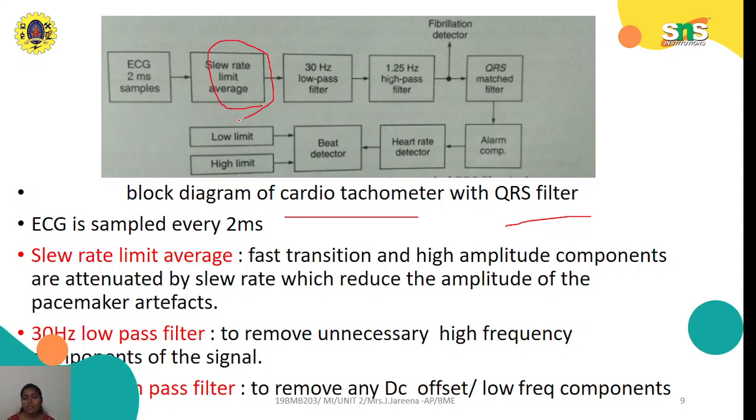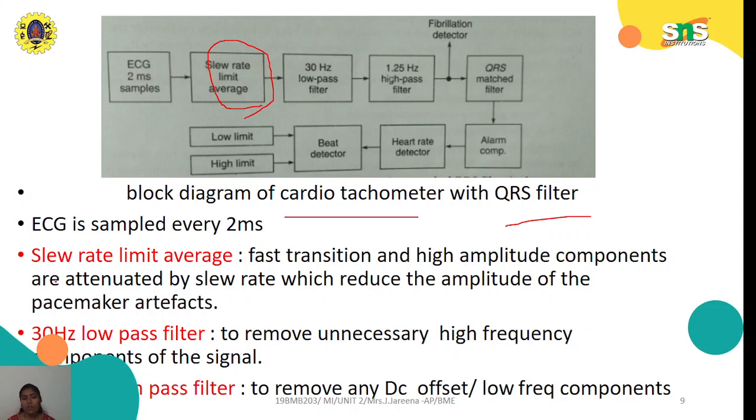What does this block do? If there is any fast transition or high amplitude component, it is attenuated by the slew rate limiter, so that it reduces the amplitude of any artifacts such as pacemaker artifacts or movement artifacts and so on.